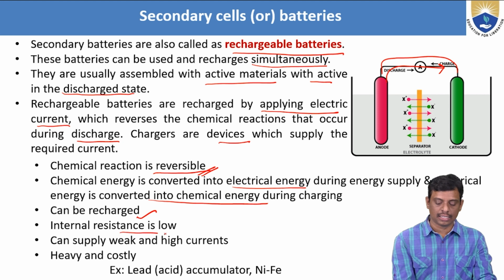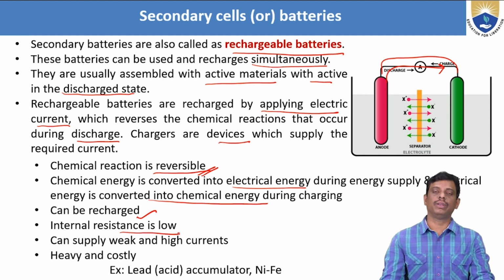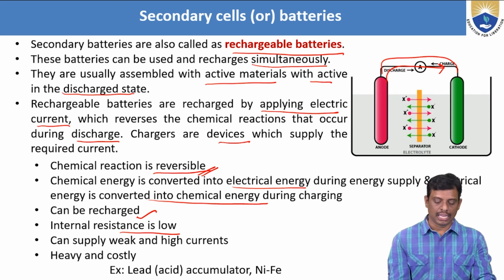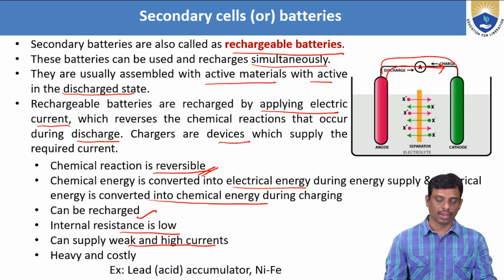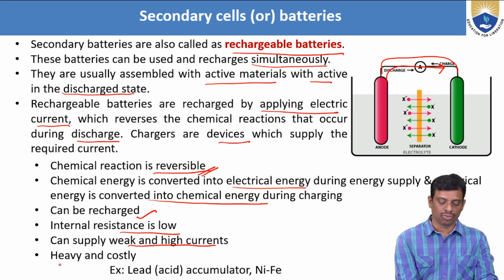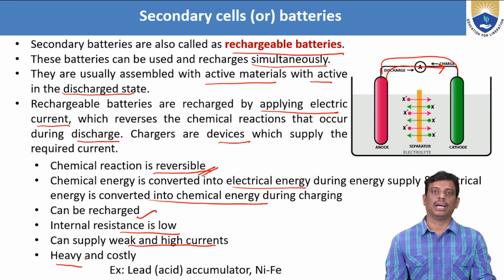And the internal resistance is very low, comparatively lower than the primary battery. This battery can supply weak and high currents when made with active materials. But this battery looks very heavy, and the price is also very costly. So that is another phenomenon.